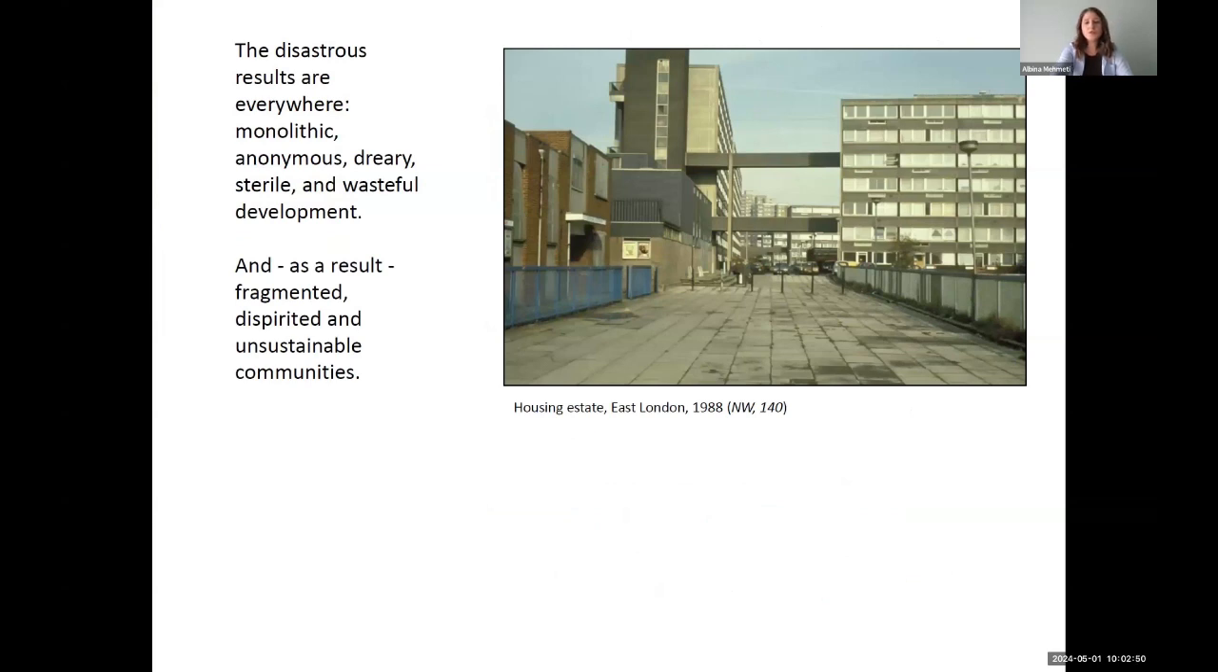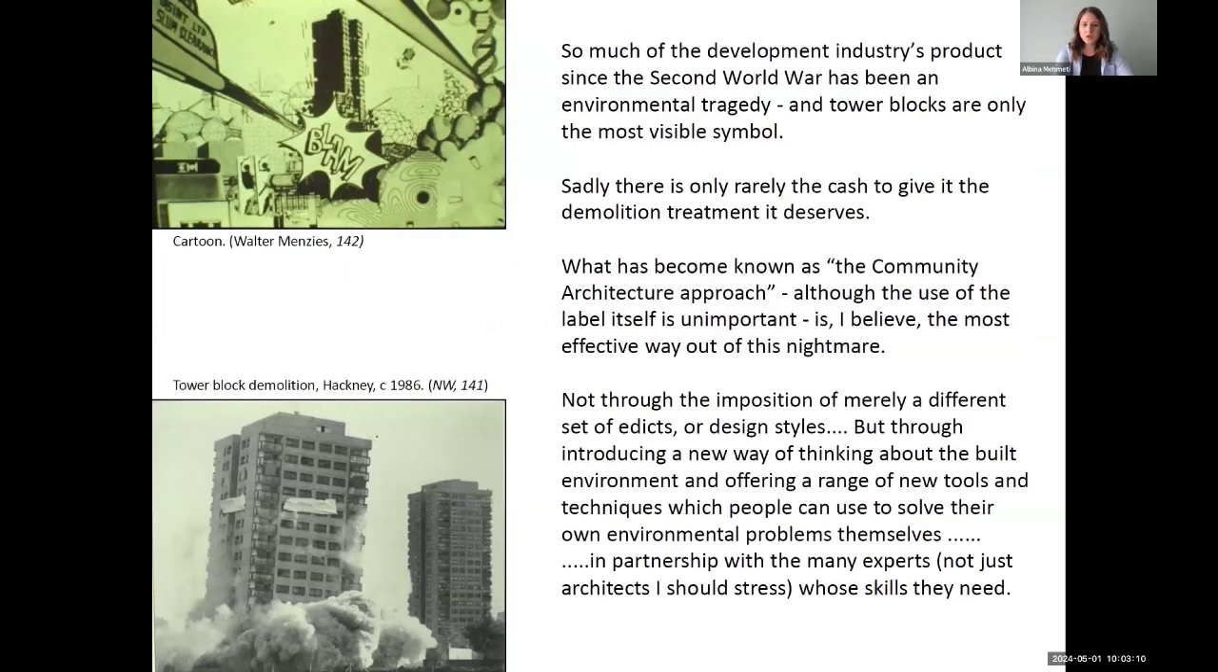The results of not following community architecture can be anonymous, monolithic, wasteful development, and as a result, an unsustainable community that is dispirited and not benefiting much from it. However, community architecture, the community approach, or community-based design, they are all the same. I believe that it is the most effective way to shape our life.